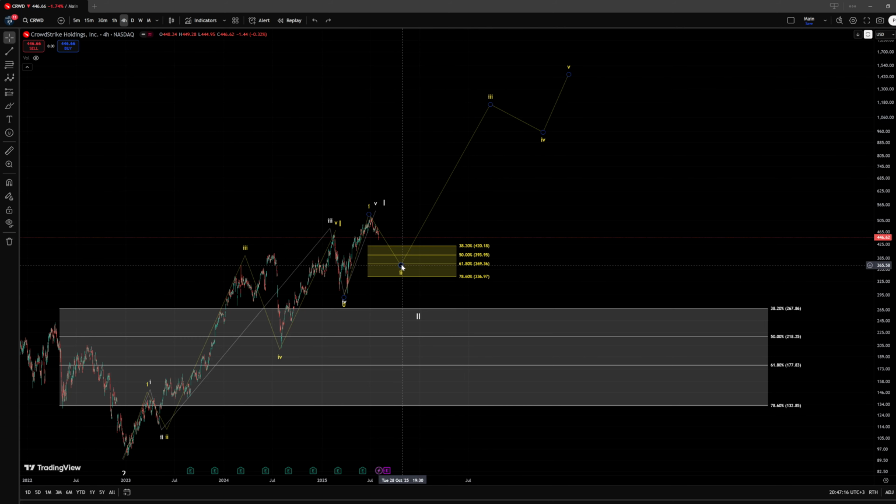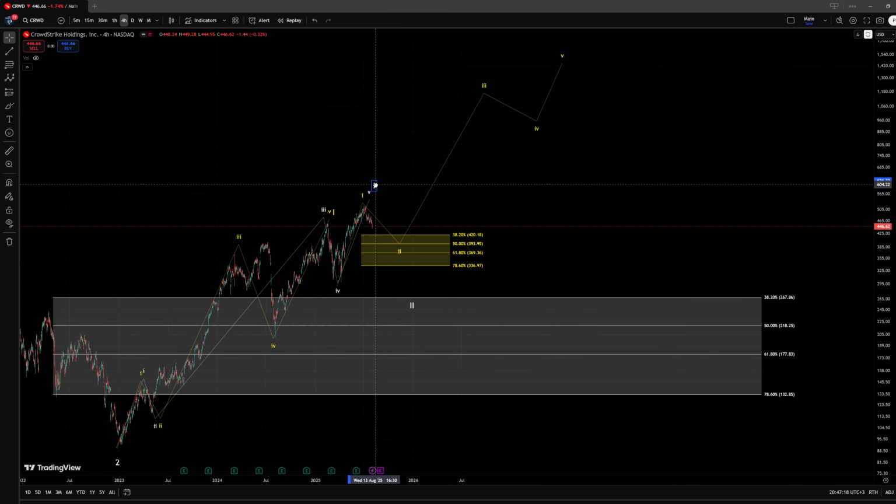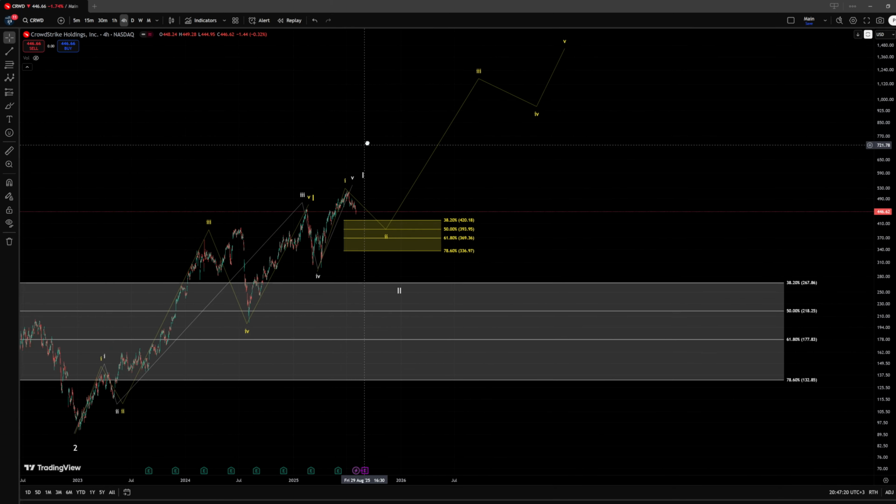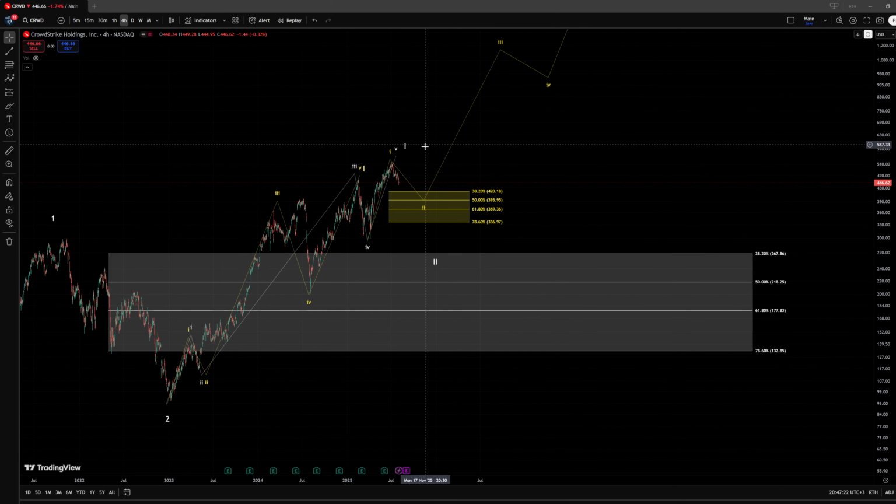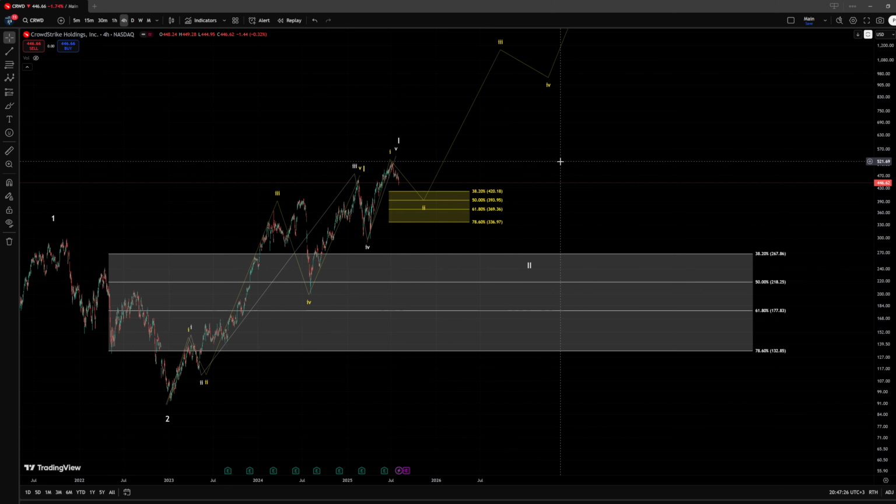It is a realistic possibility, but I would prefer based on the proportions, based on the structure, that we head lower into the white support zone. But for now, these are the levels, this is the trade setup.